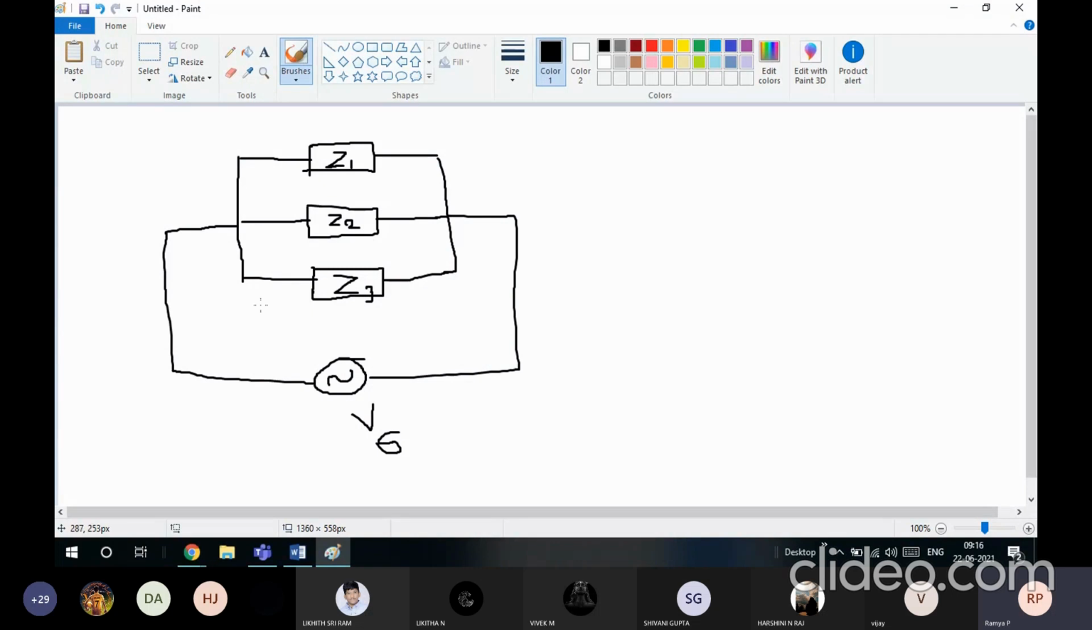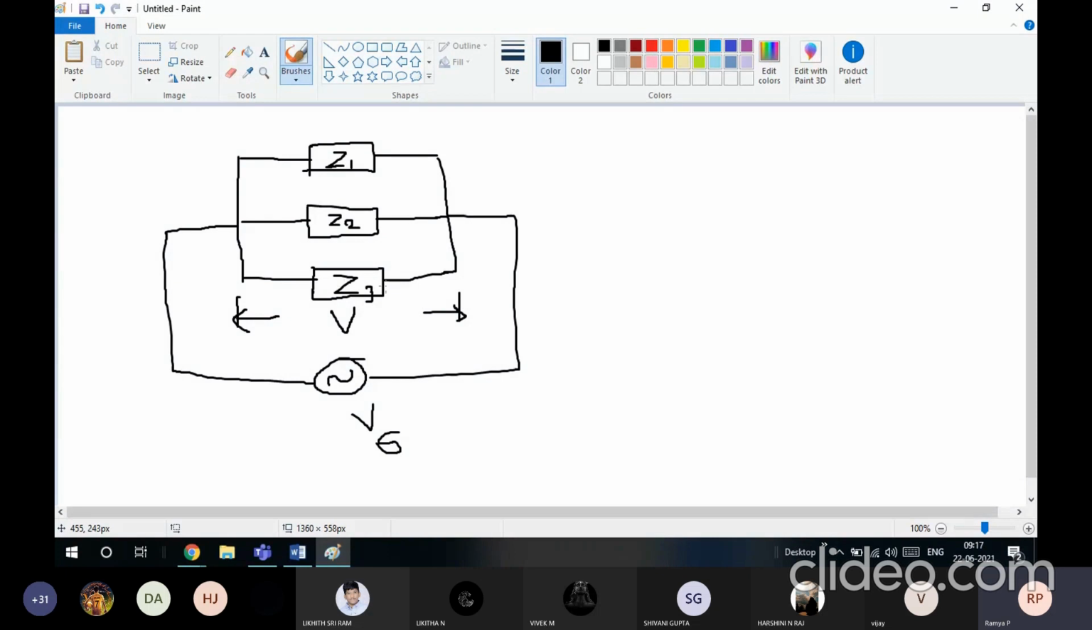Now the voltage across this particular thing. Now you know the concept. If the components are connected in parallel, the voltage across all the components will be same or different? The voltage across all Z1, Z2, Z3 will be the same, ma'am. Right? So I will be considering the voltage across this entire parallel circuit as V. Means the voltage across Z1 is also V, Z2 is also V, and Z3 is also V.